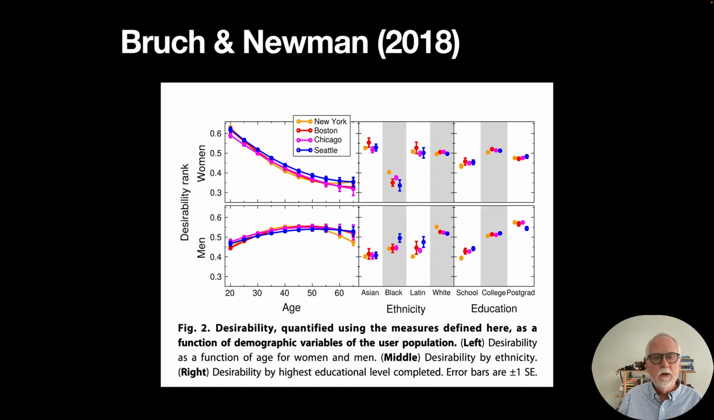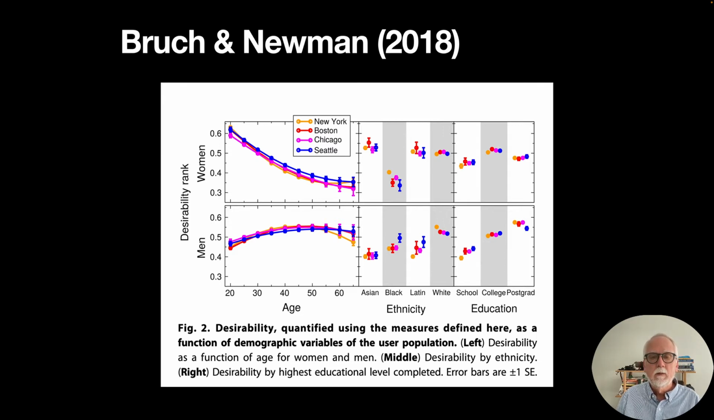For men, they don't show that same sort of effect. In fact, there's a slight increase from 20 up to about 50, where as the man gets older, he's more attractive to the people on this particular dating site. It's only after about the age of 50 that you see a drop. It goes down a little bit, and they're less attractive.